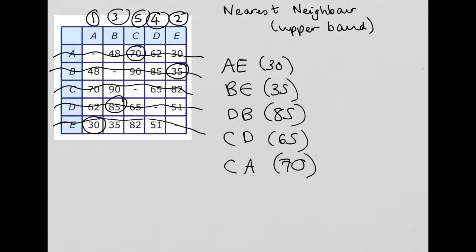And then we would add all those up. That would give us the upper bound using the nearest neighbour. If it made a tour, it could then be an optimal solution.